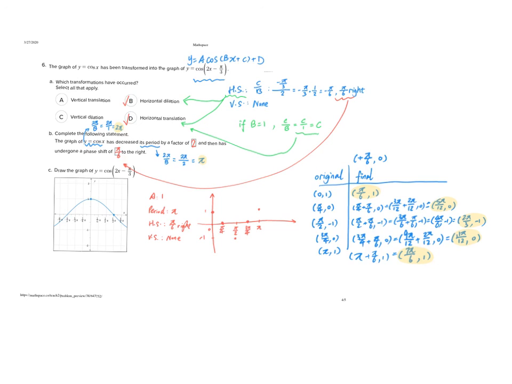We should be able to find these points on the graph. Let's see. Pi over 6 and 1 is right here. Next point is 5 pi over 12, comma 0. When you're moving these points around, you should be able to see more numbers on the x-axis. Then you should be able to find 5 pi over 12.